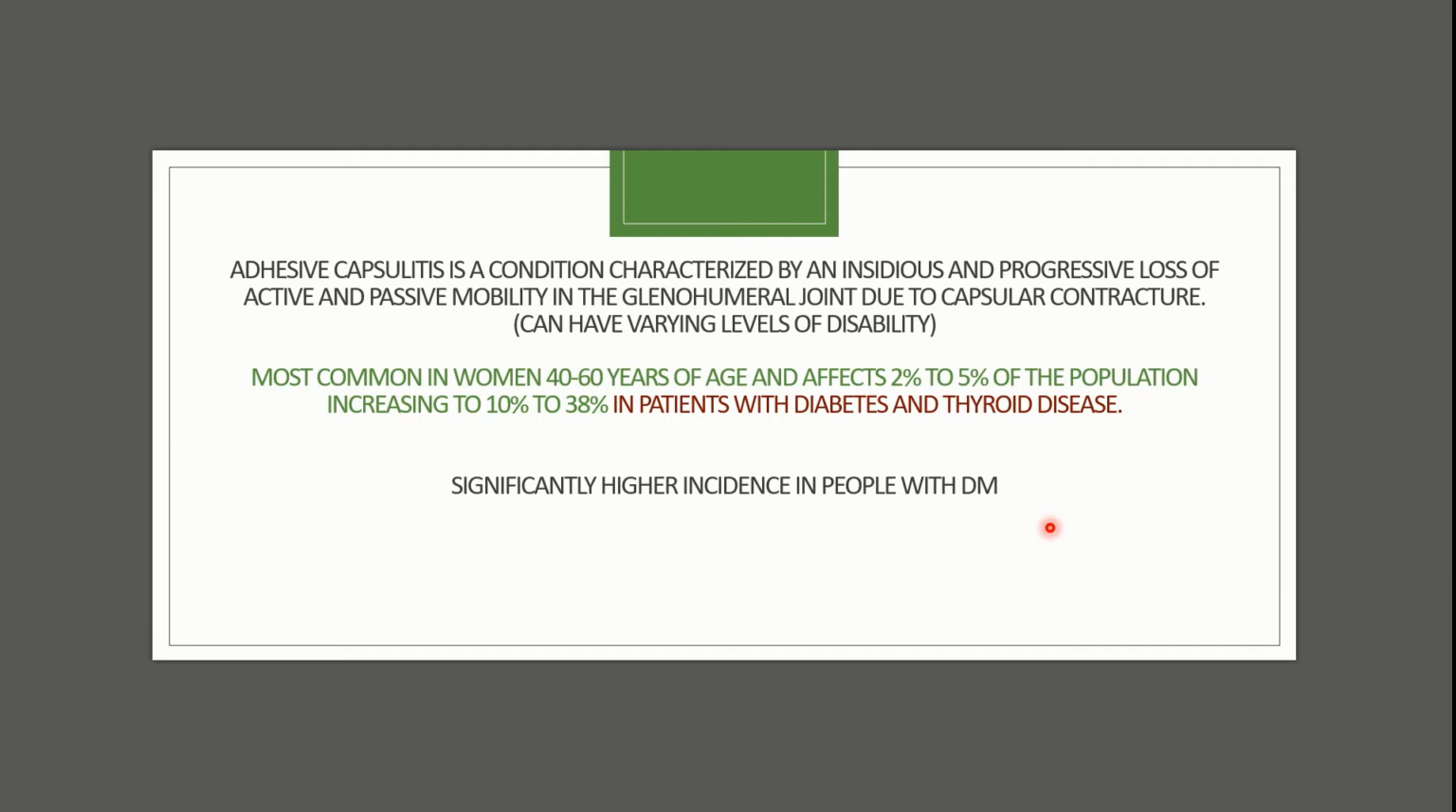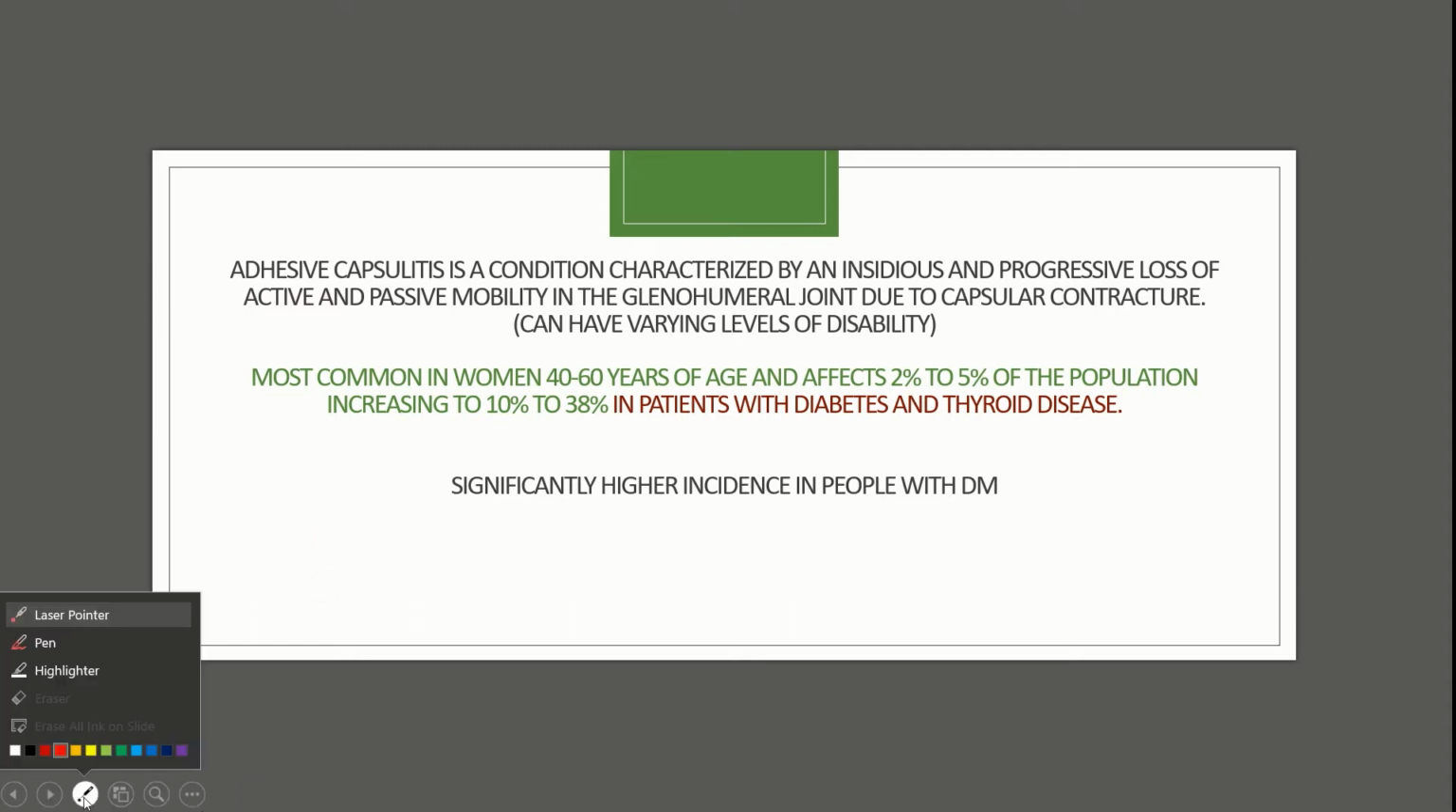So we are clear with the term adhesive capsulitis, I guess. As the name itself suggests, there will be adhesions and scar tissue formation in the capsule of the shoulder joint, due to which there will be loss in the range of motion. Both active and passive range of motion are affected in the shoulder. The loss will be according to the capsular pattern, so we have to check for the capsular pattern for the diagnosis of adhesive capsulitis.